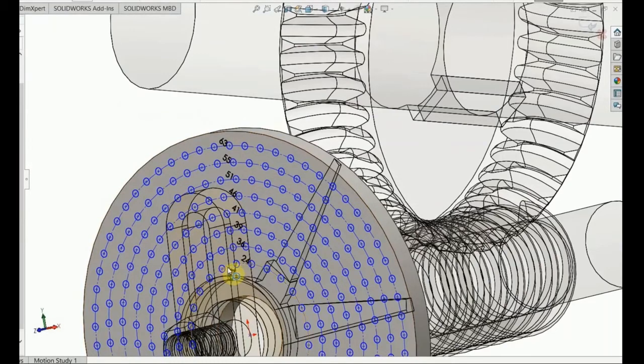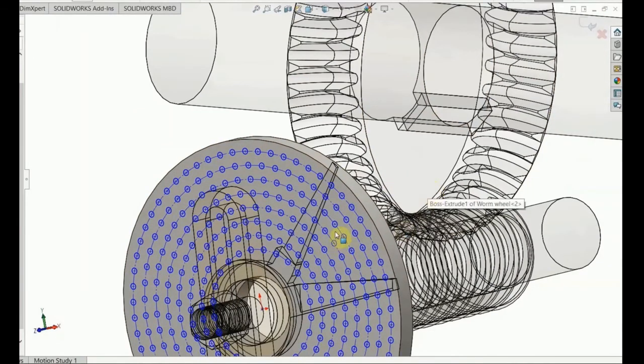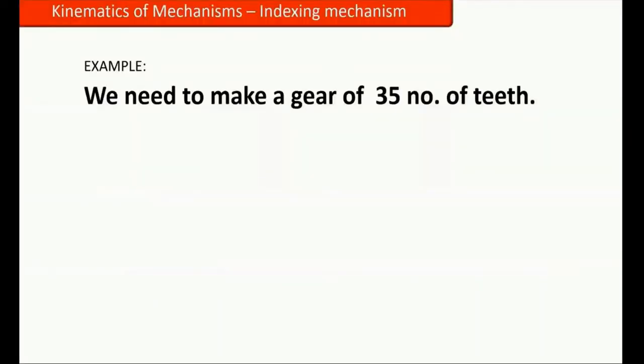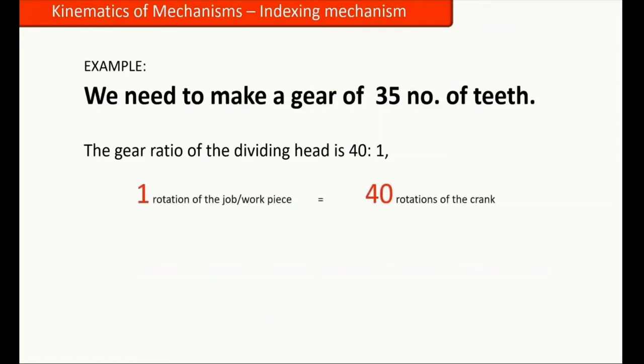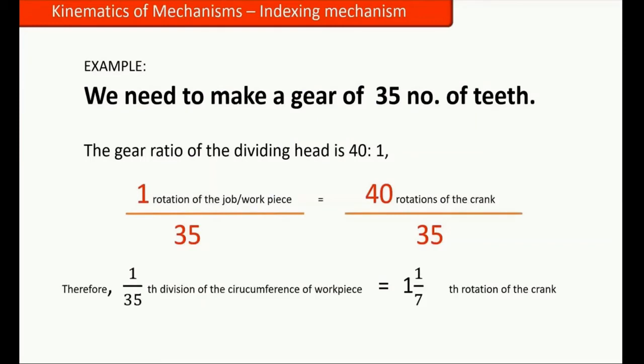These holes help us in further dividing one rotation of the crank into fractions of rotation. For that we use these sector arms. So let us take an example to make it clear why we use this index plate and the sector arms. The example is, we need to make a gear of 35 teeth. For that we already know that the gear ratio of the dividing head is 40:1. So one rotation will be equal to 40 rotations of the crank. But we need to divide the circumference of the workpiece into 35 parts. So on dividing by 35 on both sides, the 1/35th division of the circumference of the workpiece will be equal to 1/7th rotation of the crank.